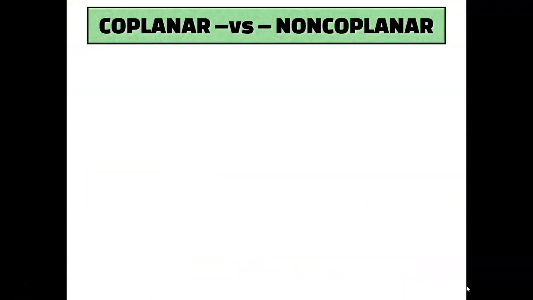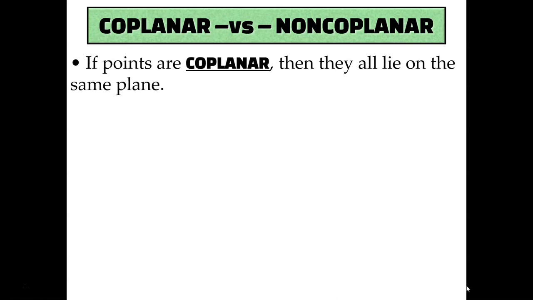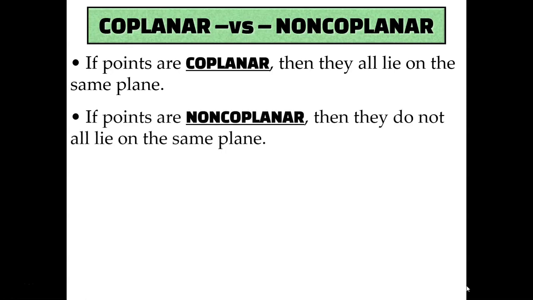Now let's talk about coplanar. Coplanar points are a lot like collinear points, except instead of the points all lying on the same line, as they do for collinear, they all lie on the same plane if they're coplanar. Which again, if you just break that word down into its parts, co means together, planar means plane, so it's together on a plane. And non-coplanar would be the opposite. It's points that are not all together on the same plane.